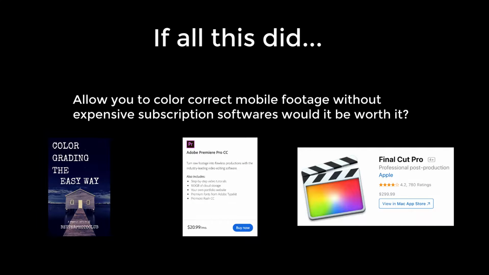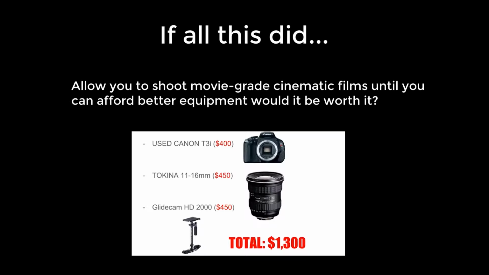Let's look at this really quick. In the bonus course, we teach you how to get similar results to expensive softwares like Premiere Pro, which is going to run you $250 a year, and Final Cut Pro, which will cost you a hefty $299. So the real world value of the color grading bonus is near $500. If all this package did was teach you how to color grade your films without expensive monthly subscription softwares, would it be worth it?